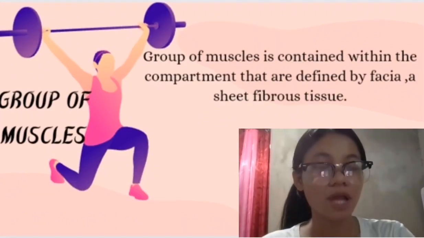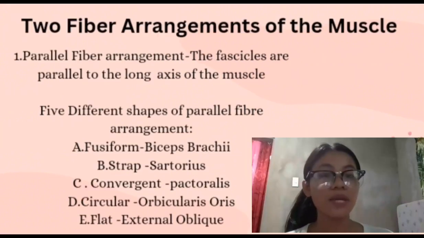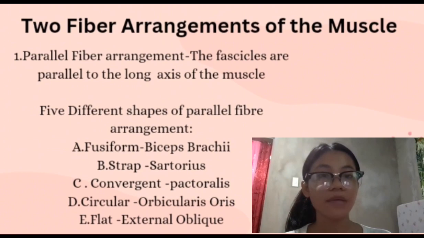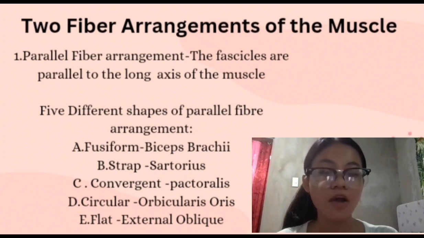Group of muscles. Groups of muscles are situated close together on your body to perform similar movements. We have two fiber arrangements of the muscle. So, the first one is the parallel fiber arrangement, which means a pattern of fibers within a muscle in which the fibers are roughly parallel to the longitudinal axis of the muscle. We have 5 different shapes of parallel fiber arrangement. First is the fusiform or biceps brachii.